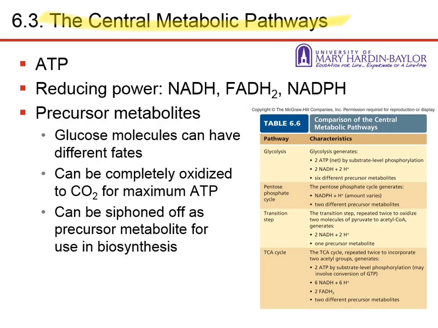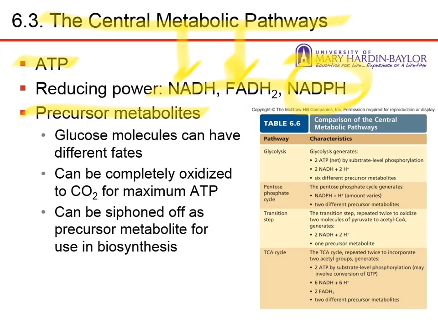So in the central metabolic pathways, we get some major products. ATP is one of those. We get some reducing power in the form of these three guys. Remember, this NADPH comes out of the pentose phosphate pathway. NADH comes out of glycolysis, the transition step, and TCA, and FADH2 comes out of the transition step. So we also get precursor metabolites. Those are those building blocks to make those macromolecules that we were just talking about along the way.